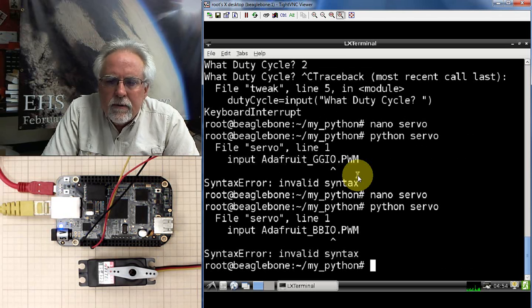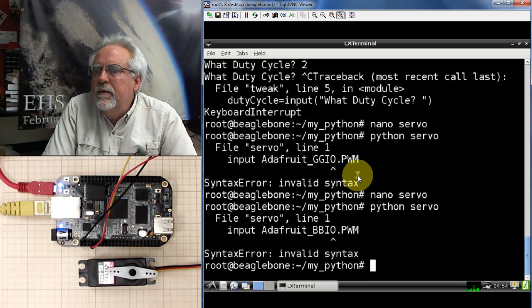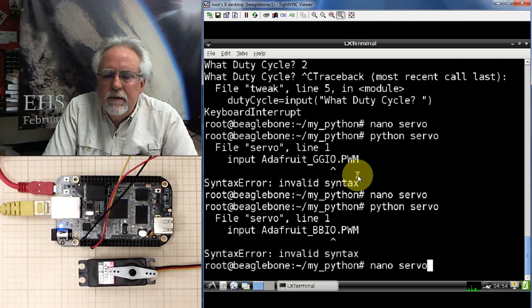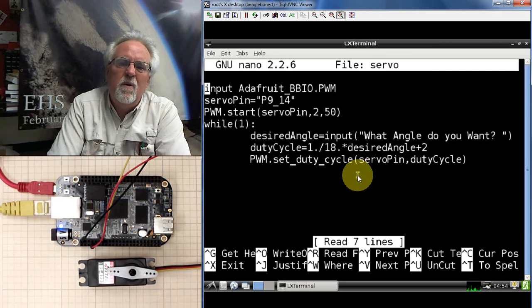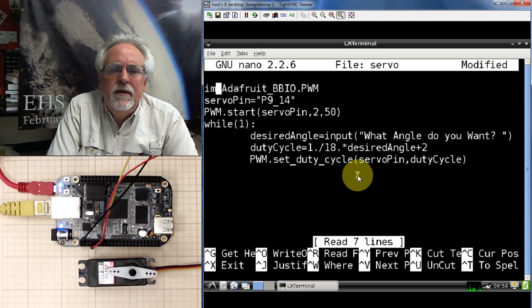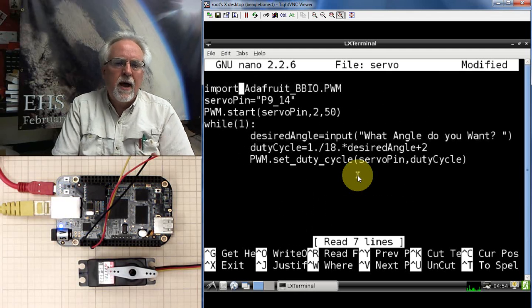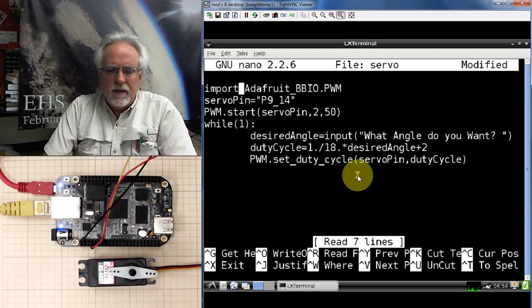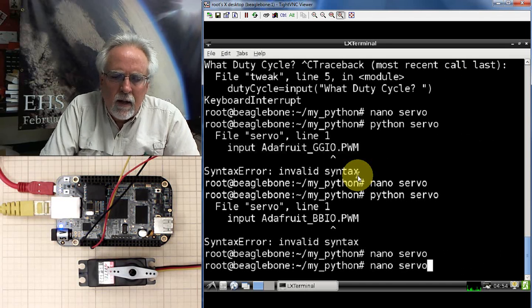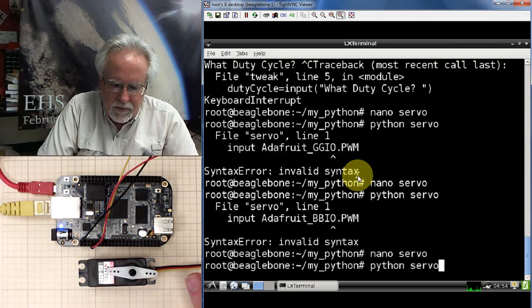Adafruit. What did I do wrong there? Let's go back and look at that again. Nano servo. Oh, not input, import. I am an idiot. Import. And I'm supposed to be teaching you. I hope you guys caught that. Import. Control O, Enter, Control X.